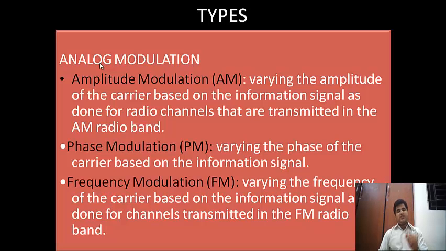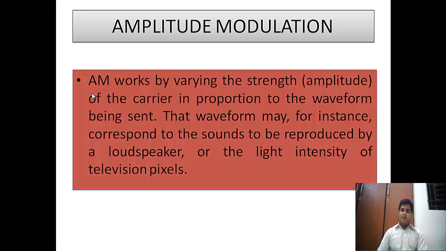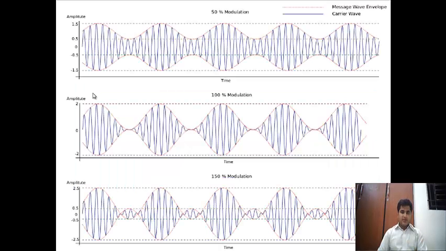In all three, the idea is the same. In amplitude modulation, we change the amplitude of the carrier signal. In phase modulation, we change the phase. In frequency modulation, we vary the frequency. So first is amplitude modulation. AM works by varying the strength of the amplitude of a carrier proportional to the waveform being sent. That waveform may, for instance, correspond to the sound to be reproduced by a loudspeaker or the light intensity of a television pixel.